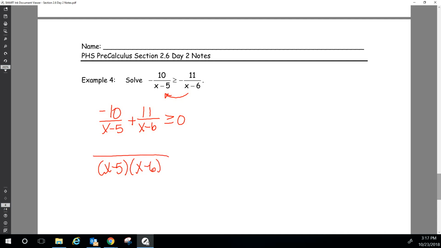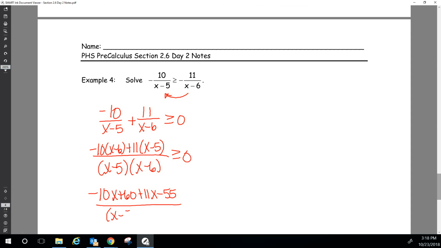So to go from this denominator to my common denominator, I multiply times x minus 6. So I've got negative 10 times x minus 6. To go from my second denominator to my common denominator, I multiply by x minus 5. So I need to multiply 11 times x minus 5. All right, distributing. I get negative 10 times x is negative 10x. Negative 10 times negative 6 is positive 60. 11 times x is 11x, and 11 times negative 5 is negative 55. All over my common denominator.